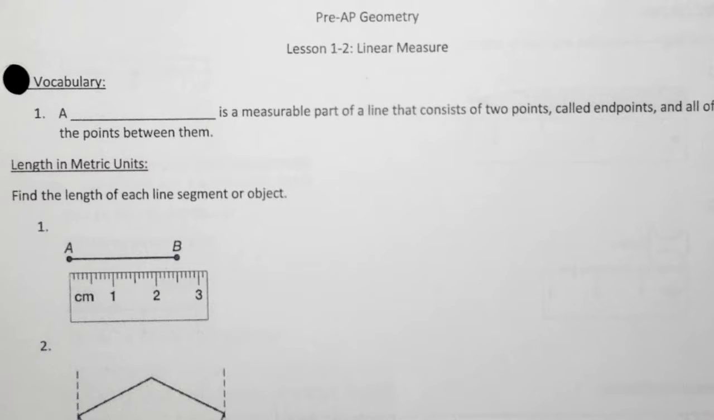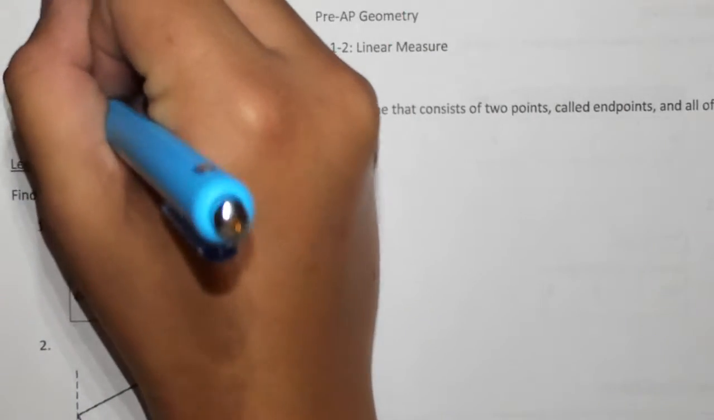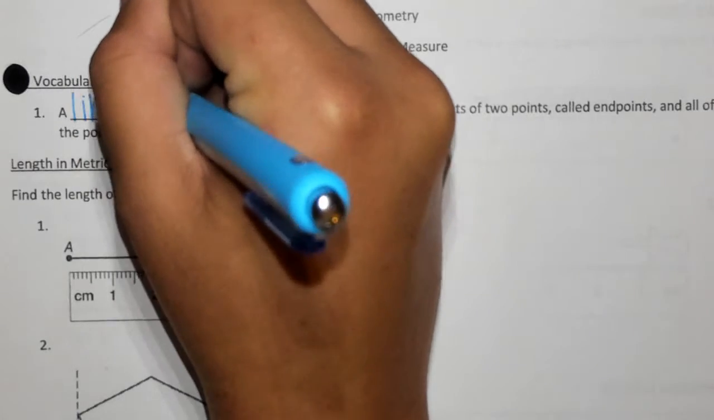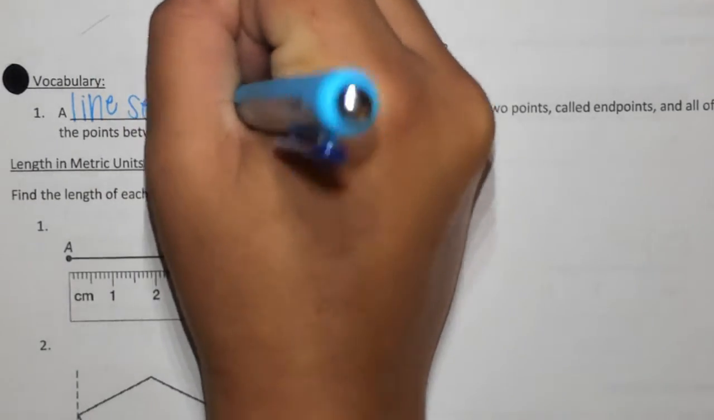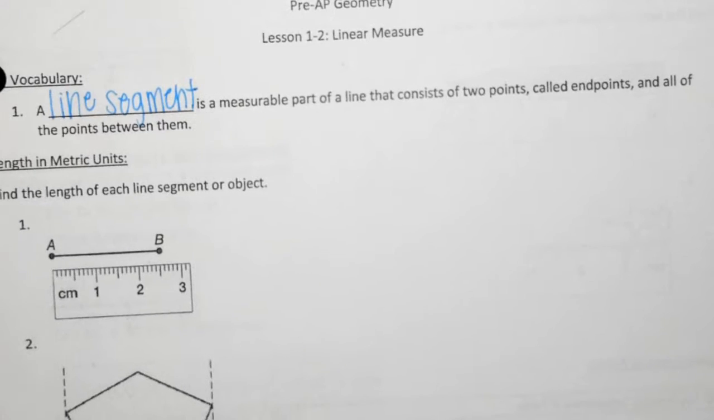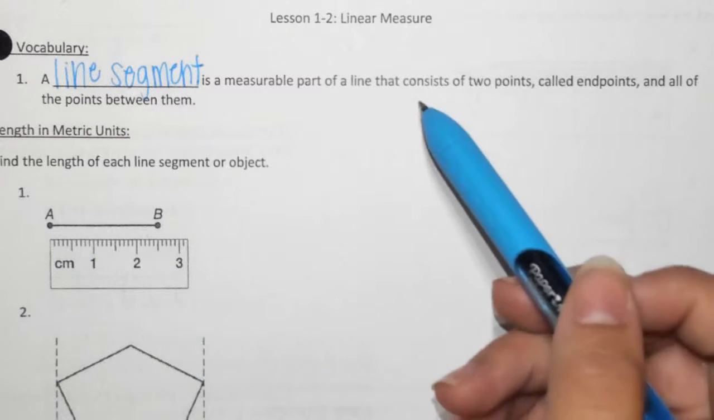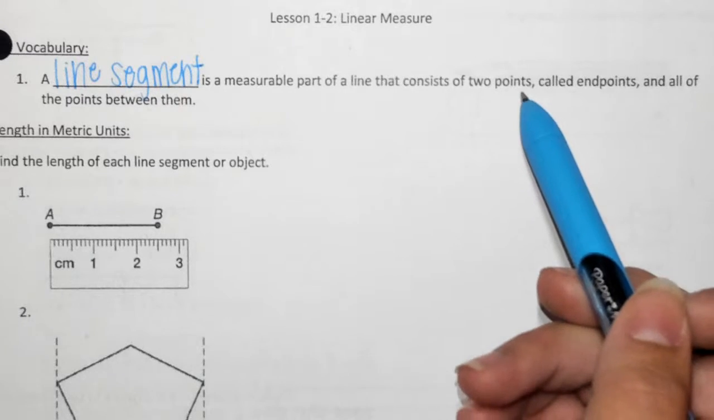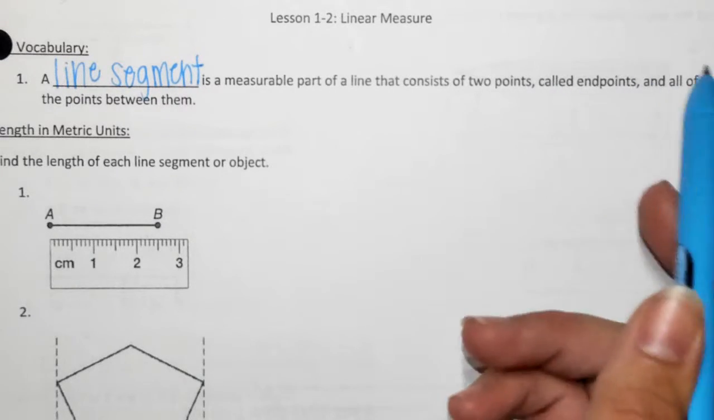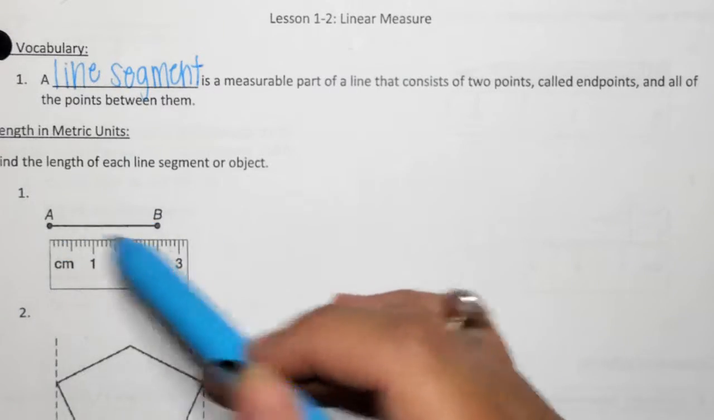Okay, so our first vocab word is line segment. A line segment is a measurable part of a line, so we can measure it, that consists of 2 points, called endpoints, and all of the points in between them. So in number 1, right here, this is a line segment.